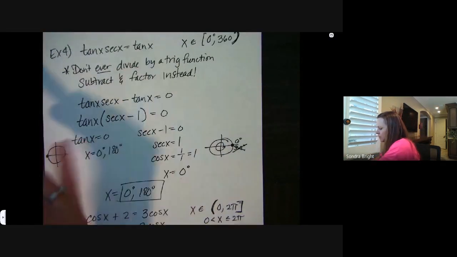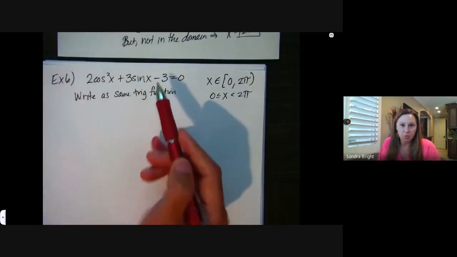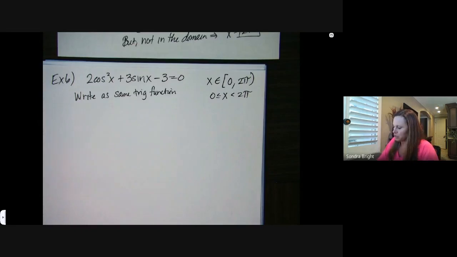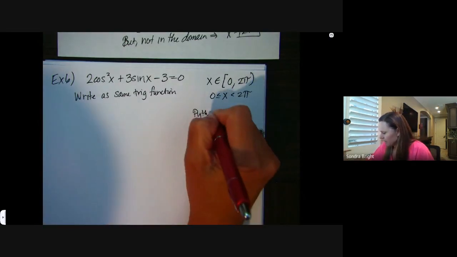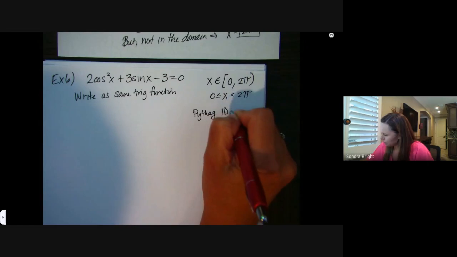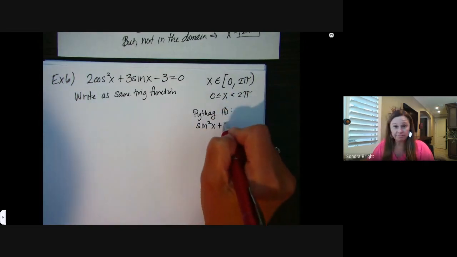Can't do that with this one, right? We have a cosine squared and a sine and a 3. There's nothing in common right now. So that's what your goal is: can you write them as the same trig function? And you can because of the Pythagorean identities. I know that sine squared plus cosine squared is 1.